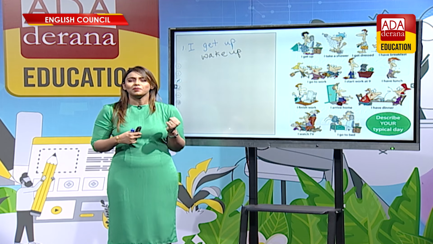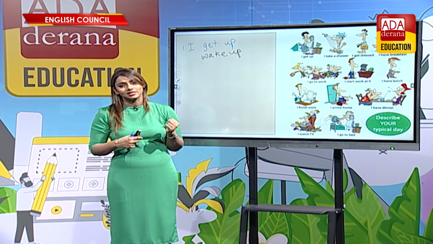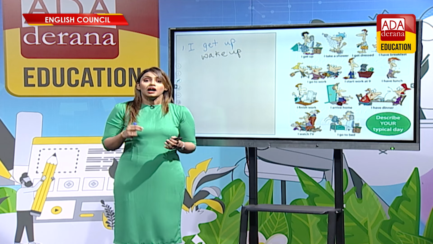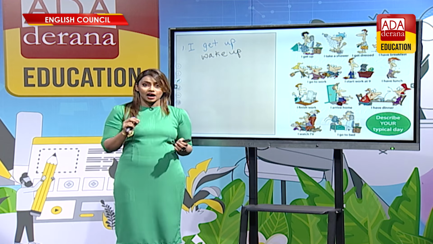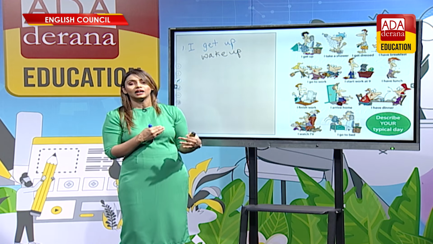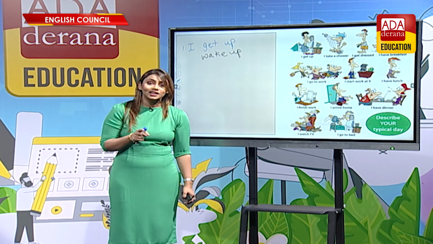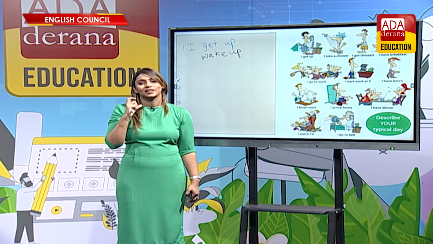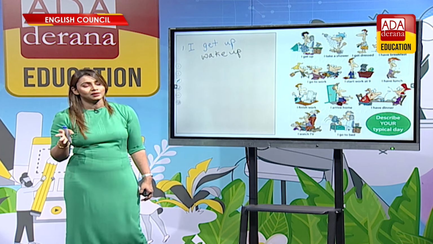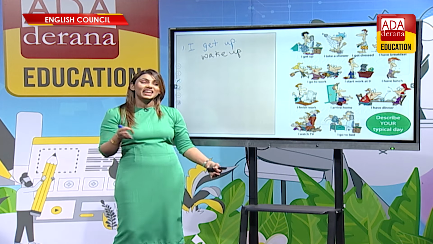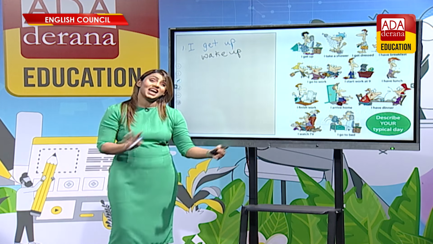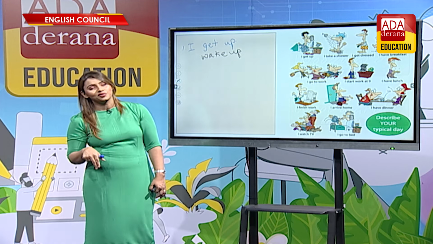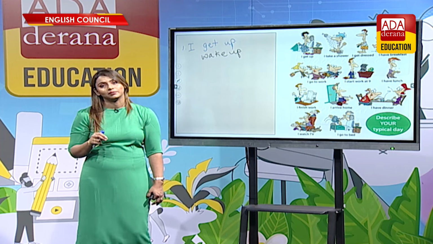So do you wake up and get up at the same time? Some people, yes. But the majority will not get up the moment they wake up. Right? So get up is the time we are getting out of bed. But wake up is when we open our eyes. So I wake up at 5 a.m. Usually I wake up at 5 a.m., but I get up at 5:30. But when my daughter has school, I wake up at 4:15. I get up at 4:30.